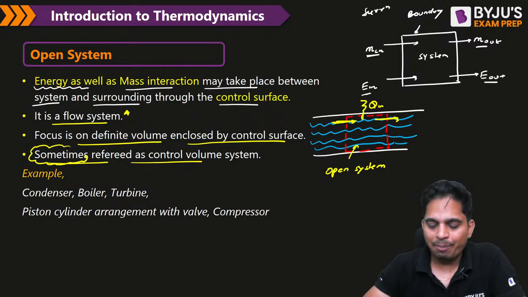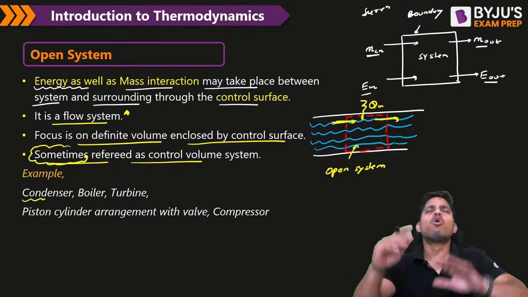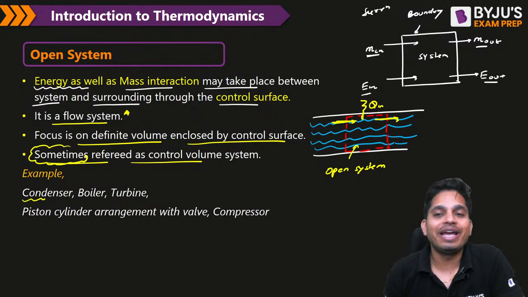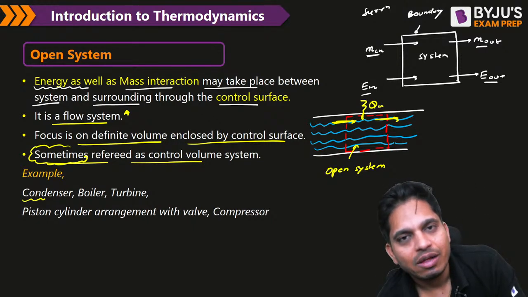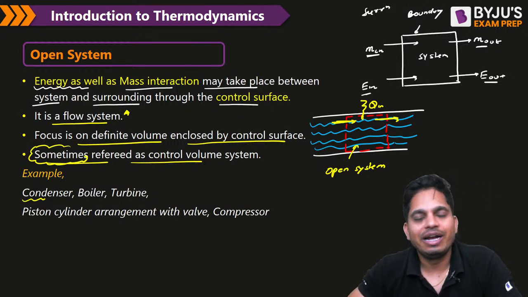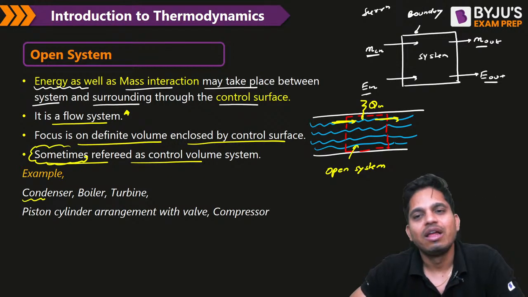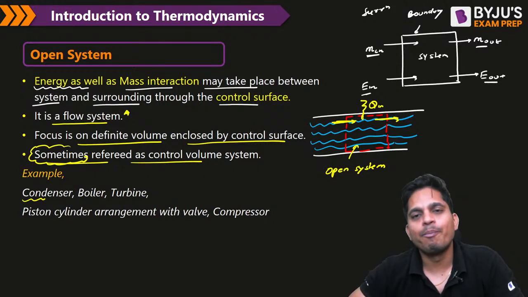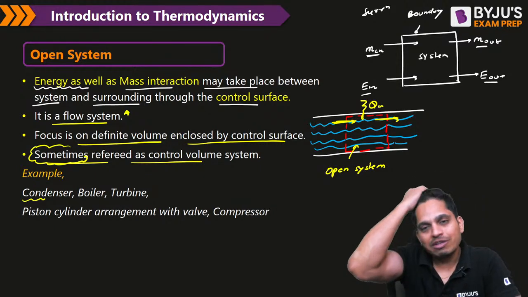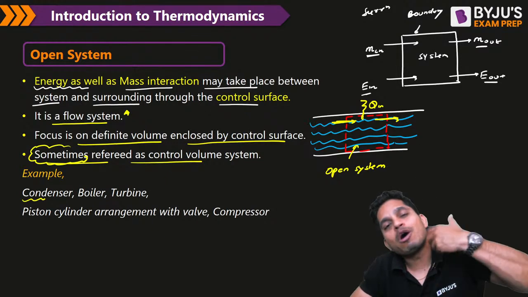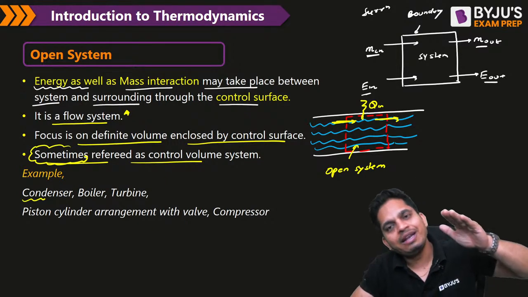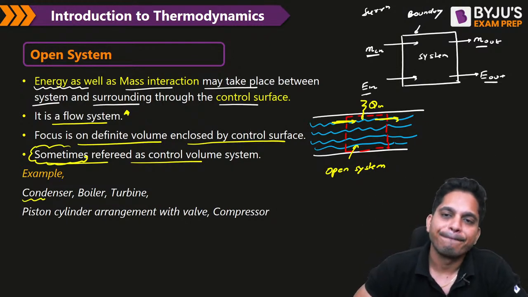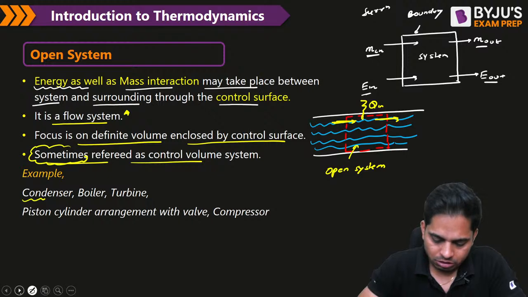Okay. What are the examples? Condenser. So basically 99% of your power plant equipment, condenser, turbine, boiler, compressor, nozzle, diffuser, heat exchangers, they are all open systems. 99% of your components are open systems. Okay. Why is it an open system? Because you need some output. So continuously mass flows in, you are doing something on the mass, and then continuously it is going out.